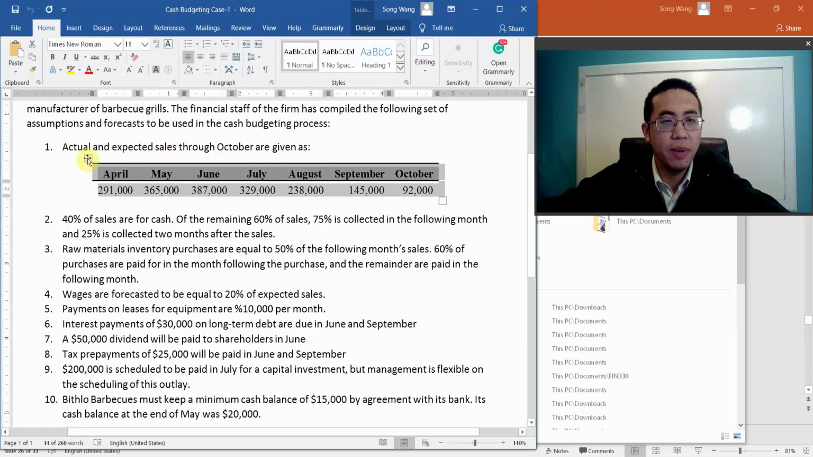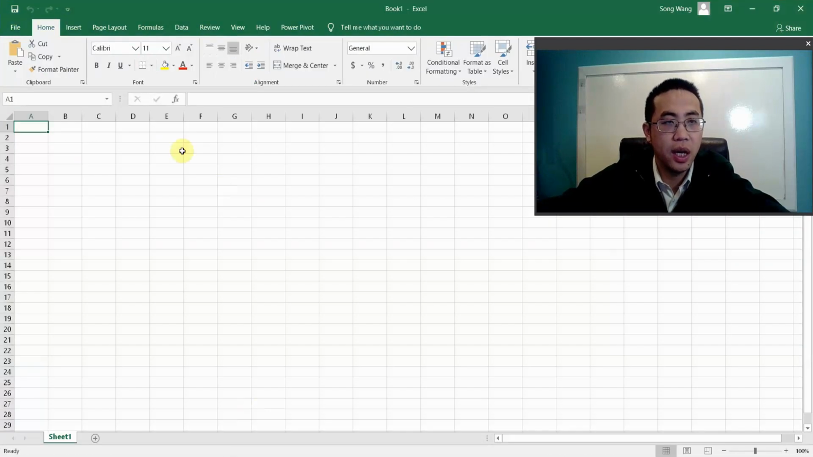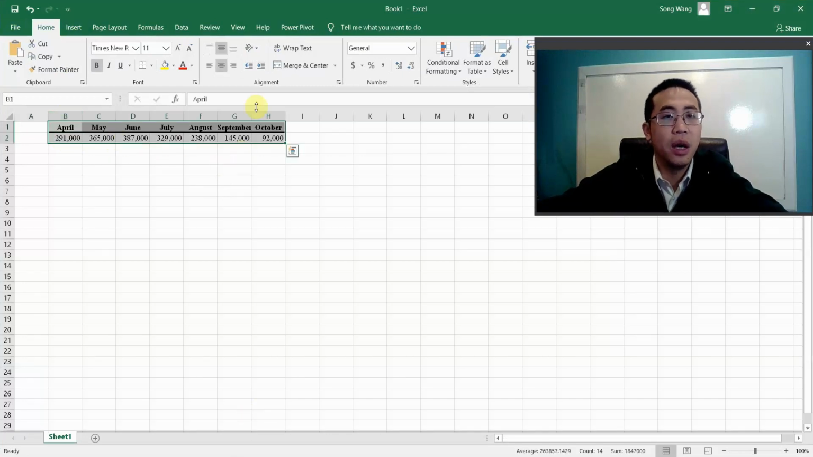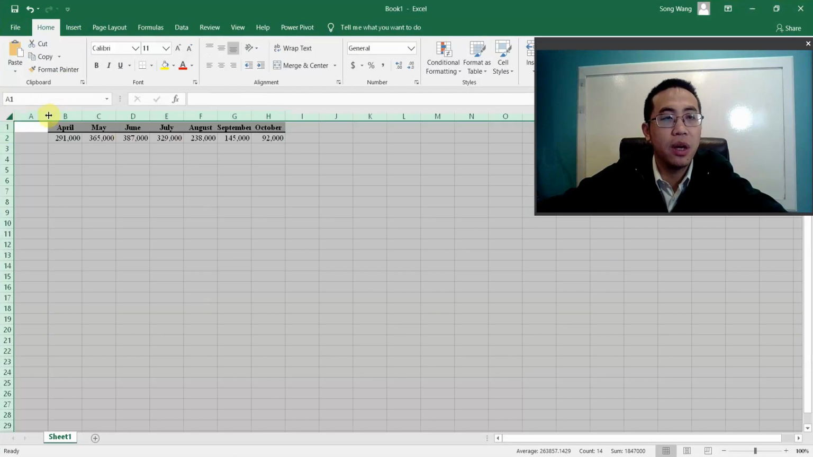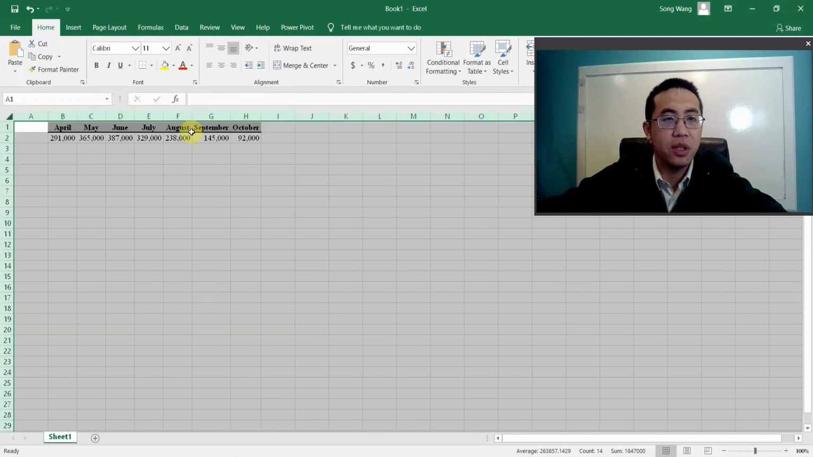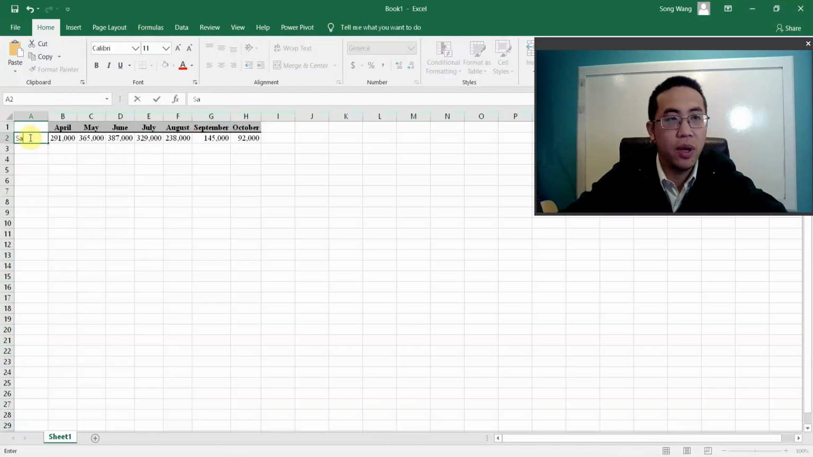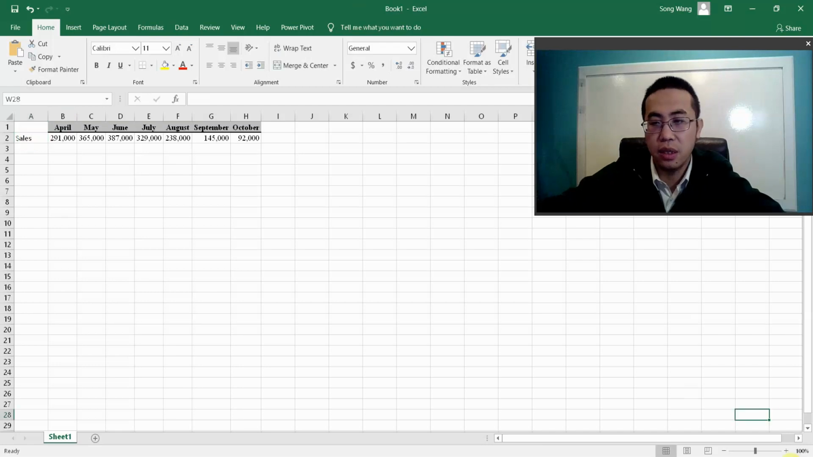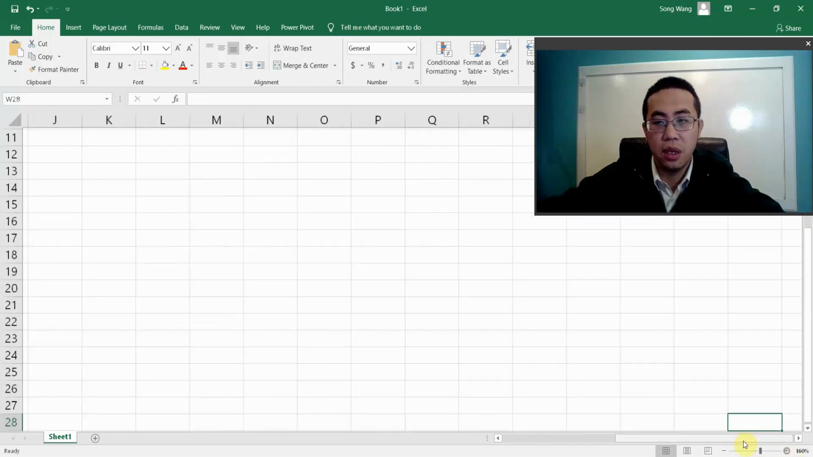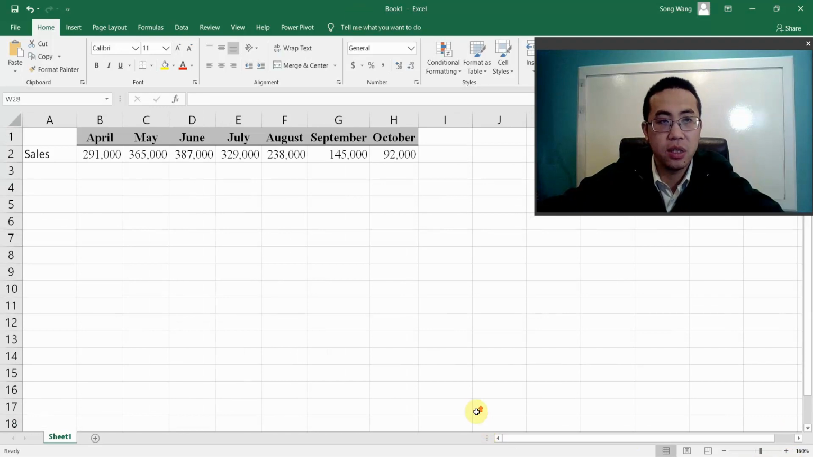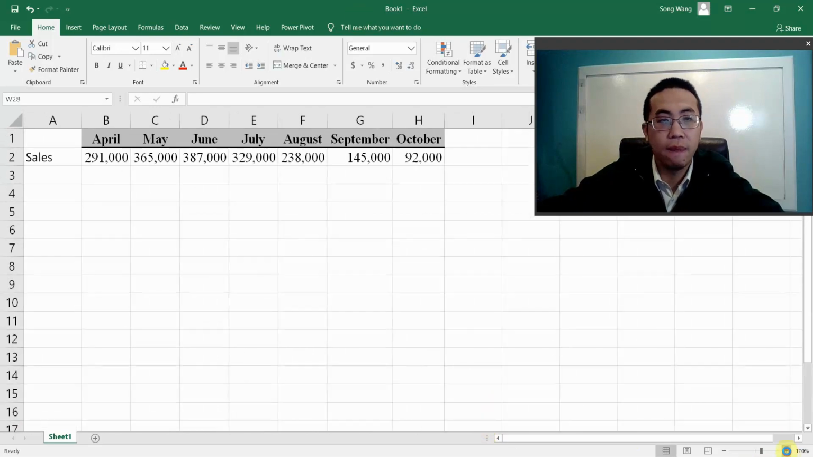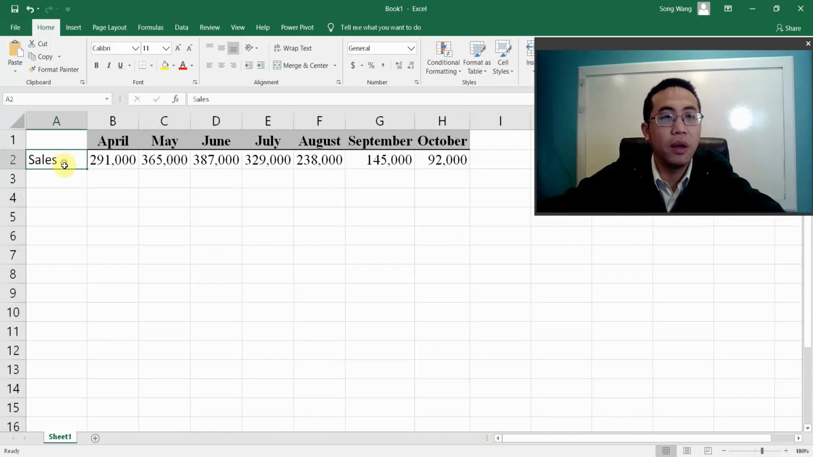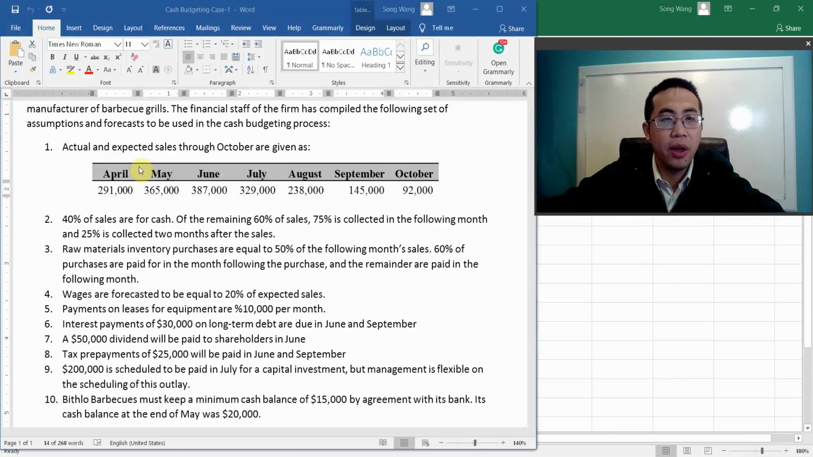So I'm going to copy paste this into an Excel file. So let me just do it here. Copy paste. If you are uncomfortable with the copy paste, it's fine if you just type it in. And I'm going to write down sales. Let me zoom in a little bit so you guys can see it better. Okay, so here are your sales in different months.